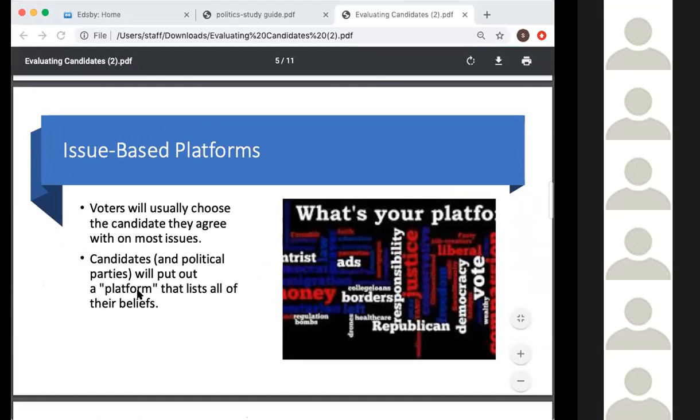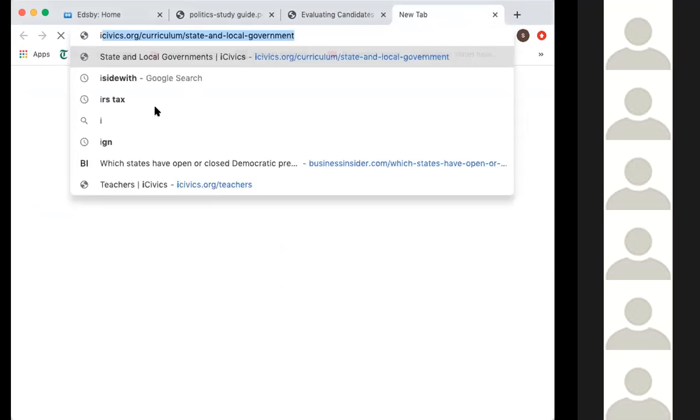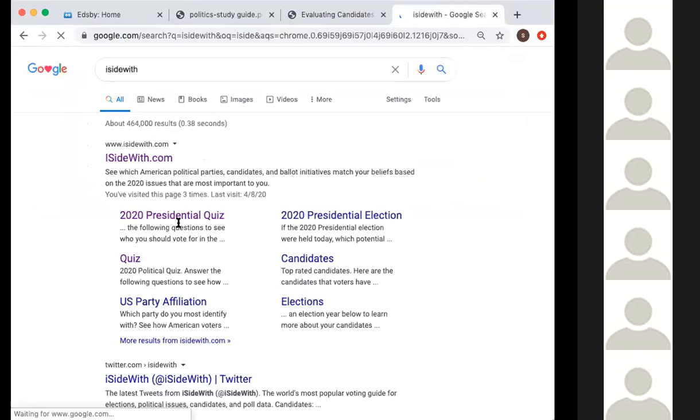And candidates will put out a thing called a platform, just like a political party. A platform is simply a list of all the things that they believe in. As president, if I get elected, I'm going to do this, I'm going to do that. As a voter, you can actually research that beforehand to see if their issues match up. I'm going to show you guys something really quick, a really cool website called I Side With. Can you guys all see my Google screen here? Yep. You guys can? Okay, cool.